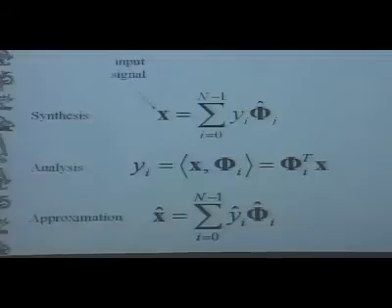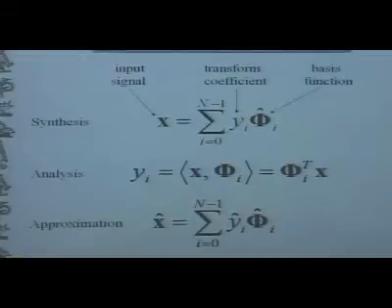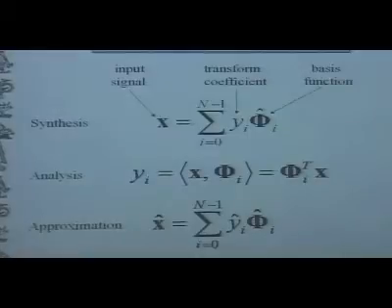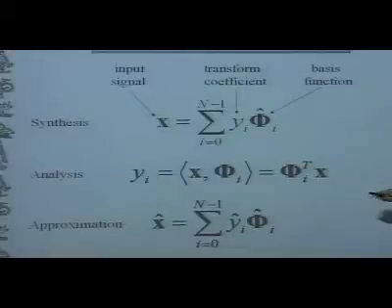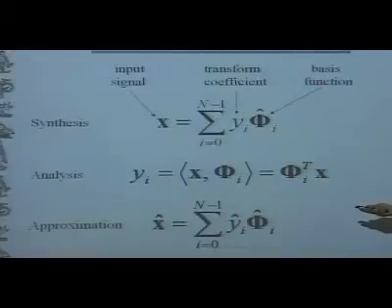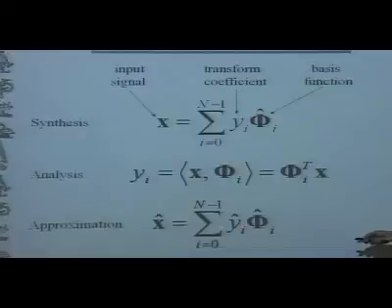Okay, so let's take a look at this. This is the input signal. This is the transform coefficient. This is the basis function. Typically, in a compression framework, these are the guys that will be quantized, entropy coded, transmitted over the communication channel, and get reconstructed like right here.